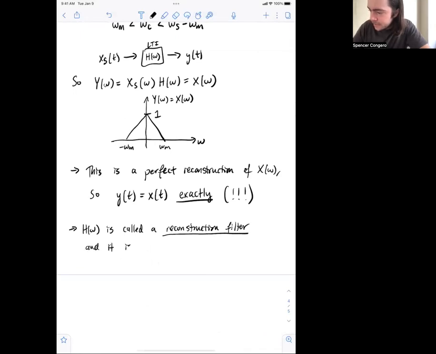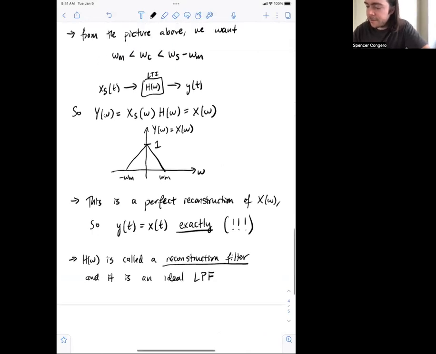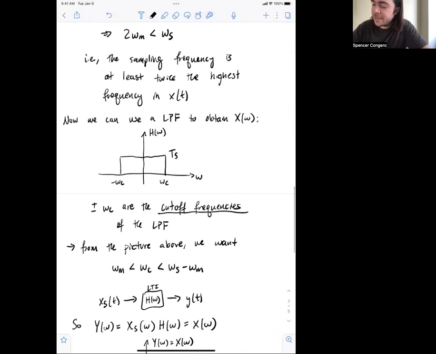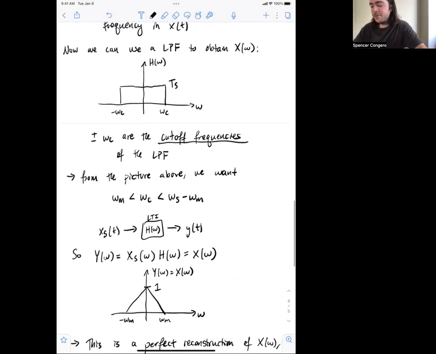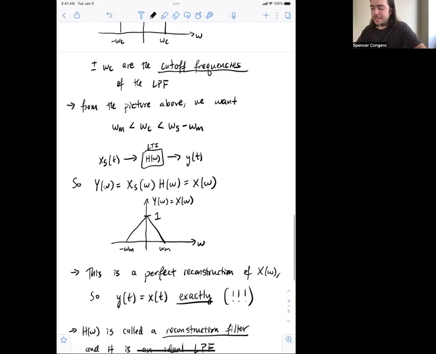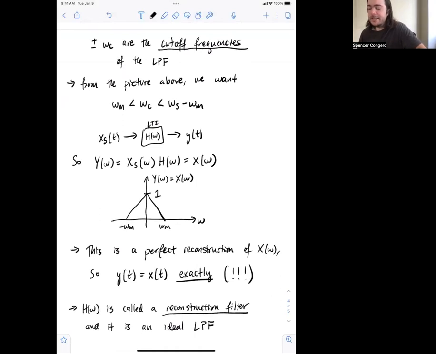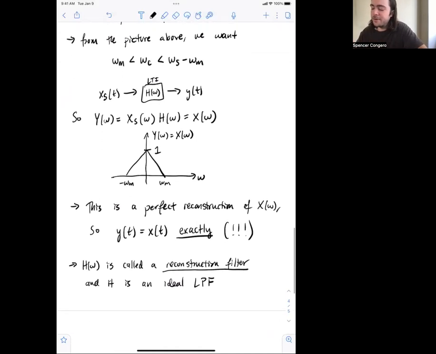And it is an ideal low-pass filter. So we are using an ideal low-pass filter, meaning we can have these sharp cutoffs and a perfectly flat height. In the real world, we can't create these ideal filters, so there are some approximations and different things that are done to try to make this as exact a recovery as possible. But in our idealized math world, we actually get perfect exact recovery using this ideal low-pass filter.